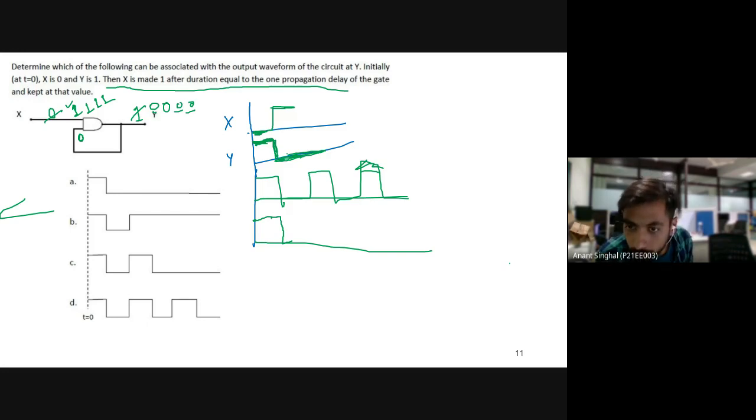Okay. Sir, why does y become 0? Yes. As you can see, at t equals 0, x is 0 and y is 1. So when I do the AND of this 0 and 1, what will I get? Can anyone confirm?